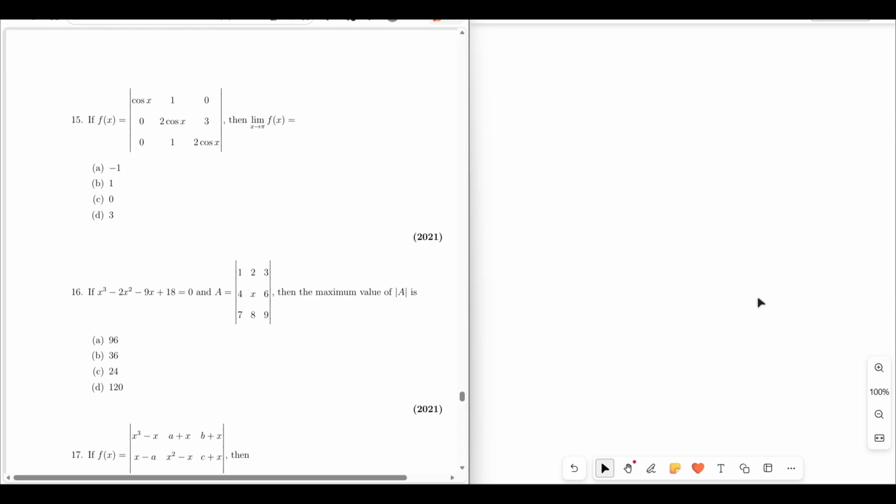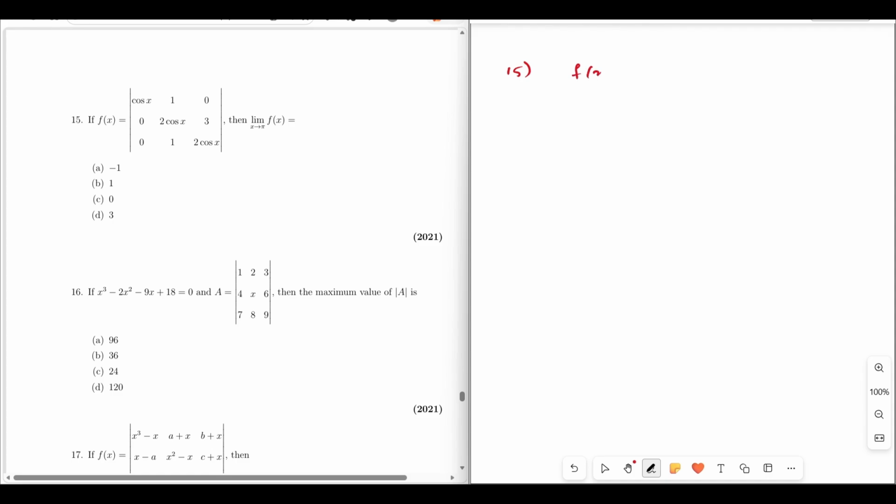So as you could see, the 15th question from the year 2021 says that f of x is equal to the determinant of a 3 by 3 matrix. They're asking you to find the limit as x tends to pi of f of x. So first of all, let us find out the value of f of x.